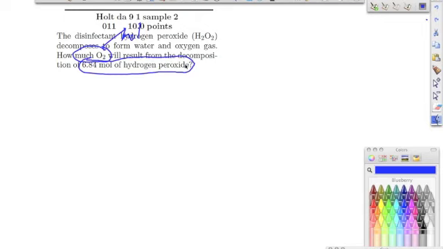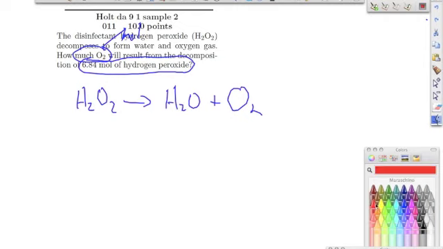Now, the difference between this problem and the problem that we've been working is that this gives us an equation. Okay, it's a decomposition reaction. It's starting with H2O2, and it decomposes into water, which is H2O, and oxygen gas, which is a diatomic, so it's O2. Now, in stoichiometry, especially reaction stoichiometry, you have to have a balanced chemical equation. So before we can do any math, we have to see if it's balanced.